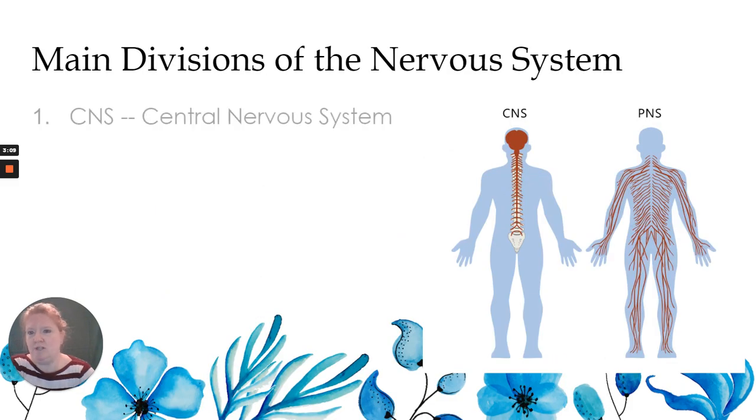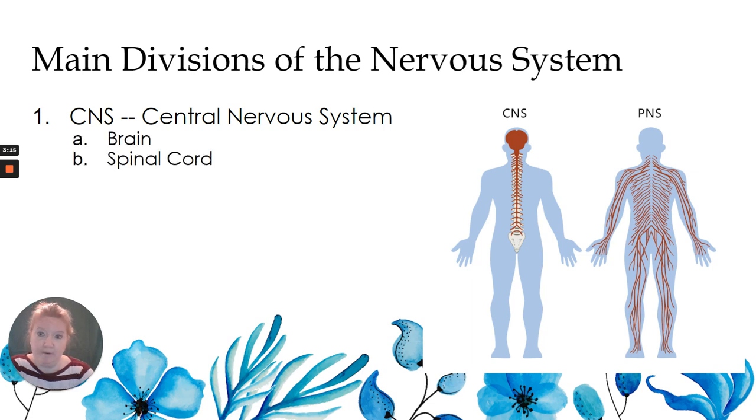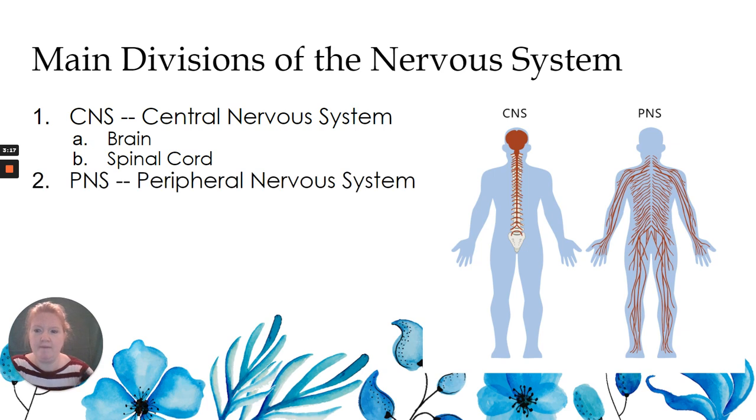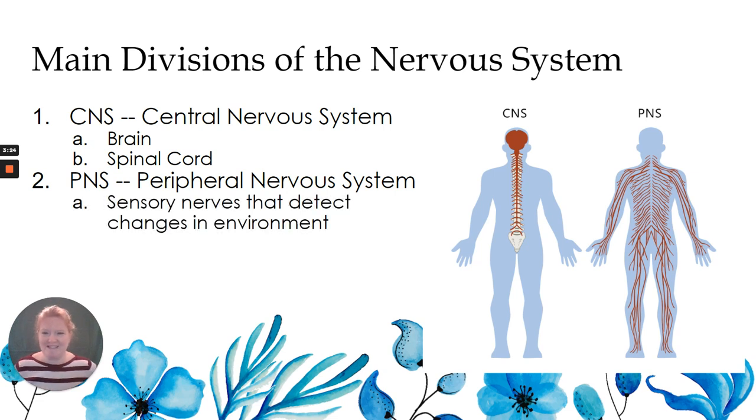What are the main divisions of the nervous system? Well, we have the CNS, or central nervous system. That includes the brain and spinal cord. And then we have the PNS, or peripheral nervous system, and here's Belle. The peripheral nervous system has all of the other nerves. If they're not in the brain or in the spinal cord, they're in the peripheral nervous system. And the peripheral nervous system includes sensory nerves that detect the changes in the environment.